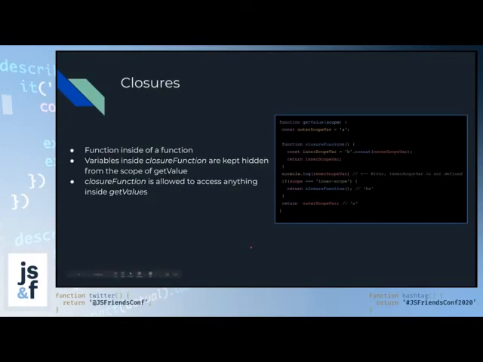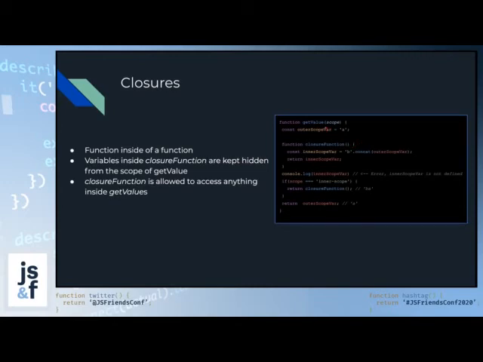So to summarize, a closure is a function inside of a function. Variables inside the closure function are kept hidden from the scope of getValue. But at the same time, the closure function itself can access variables scoped outside of it, right? So any consts I had up here in getValue, a closure function could use, just as if it were a different part of this getValue function.